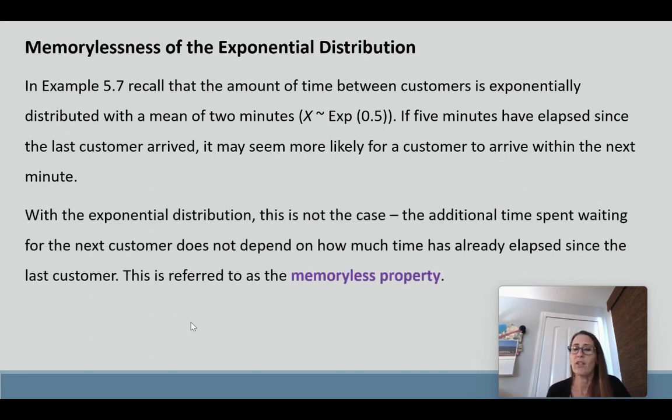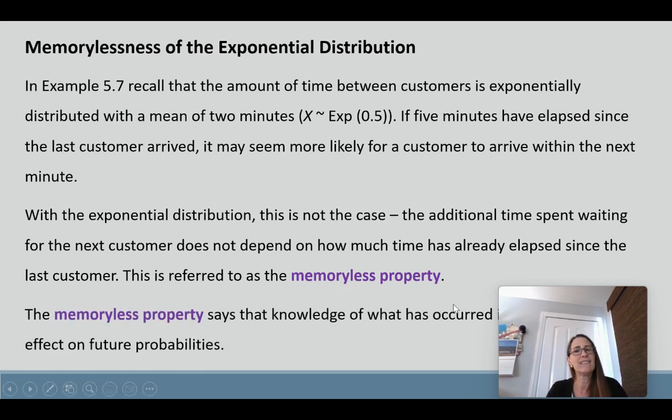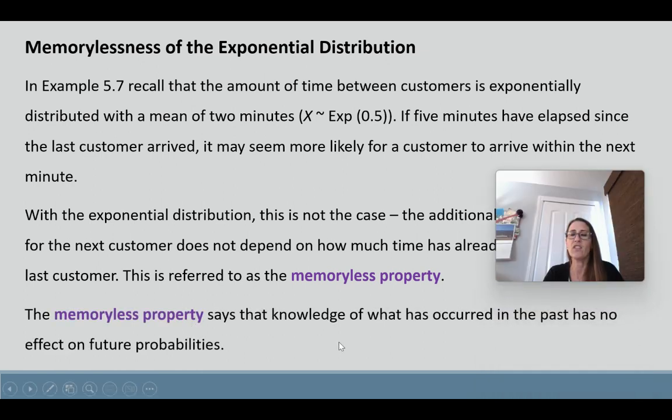But with the exponential distribution, this is not the case. The additional time spent waiting for the next customer does not depend on how much time has already elapsed since the last customer. And that's called the memorylessness, the memoryless property. So the memoryless property states that the knowledge of what has occurred in the past has no effect on future probabilities. So that's not dissimilar to the idea of independence, right? When we talk about probabilities. So that is the end of section 5.3 on the exponential distribution.